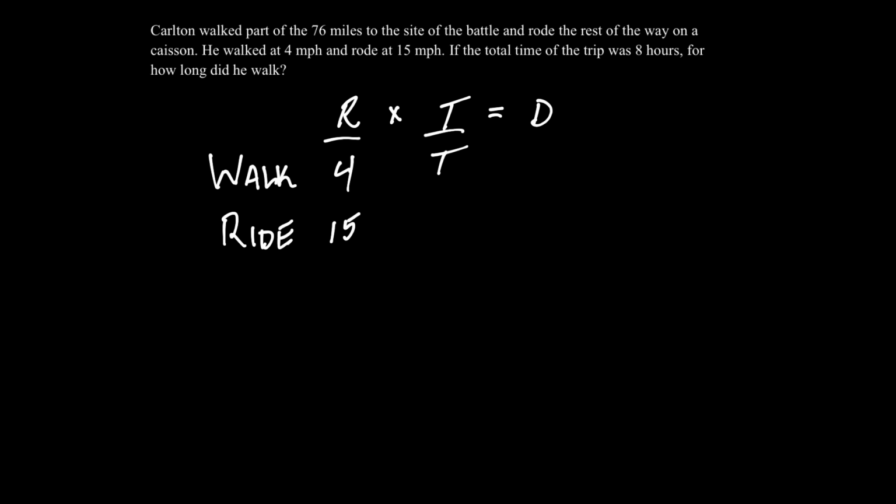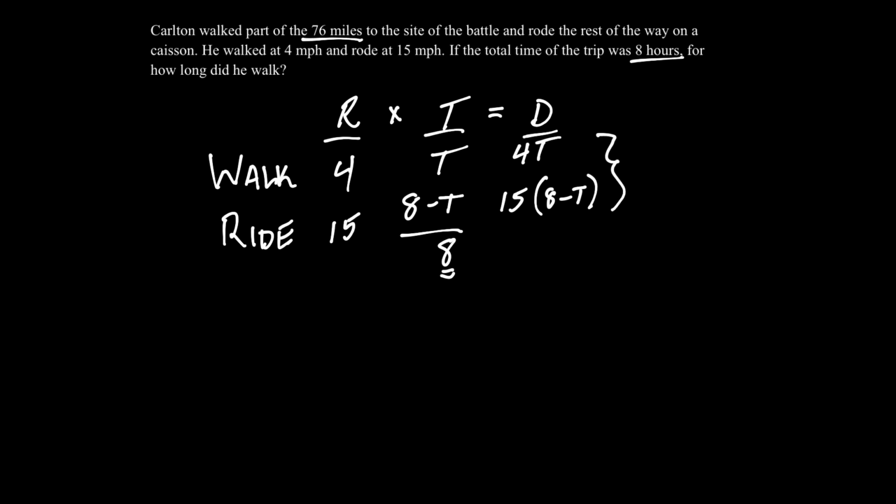Now I know that both of these times totaled 8 hours. It says here he took 8 hours to go the whole way, walked part of it, rode part of it. So 8 minus T would add up to 8 here. And then just multiply across. Rate times time equals distance. So this distance is 4t, and this distance would be 15 times the quantity 8 minus t. Now, this total distance ridden and walked was 76 miles. So these two things together add up to 76 miles. So there's our equation to solve for the time walking.